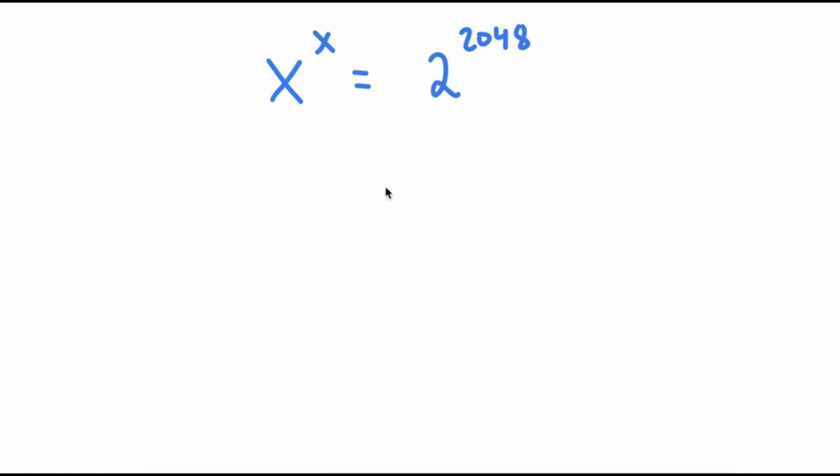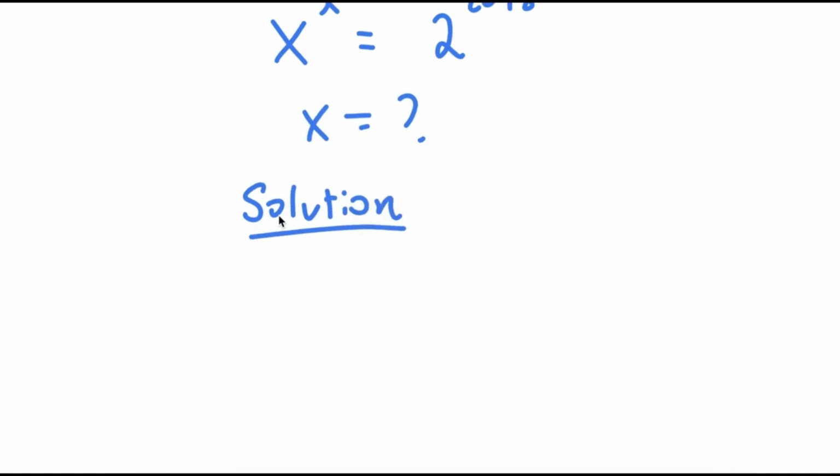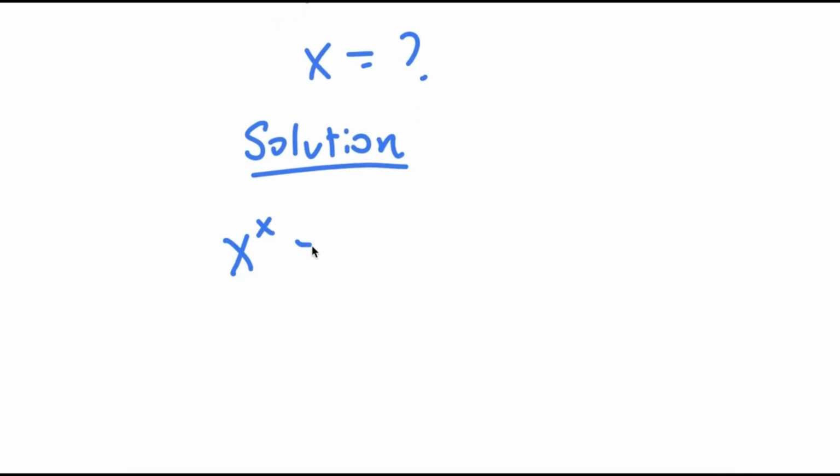Alright, so in this problem, I have x to the power of x is equal to 2 to the power of 2048. So to solve this problem, I obviously want to find the value of x. So for my solution, first start with x to the power of x is equal to 2 to the power of 2048.